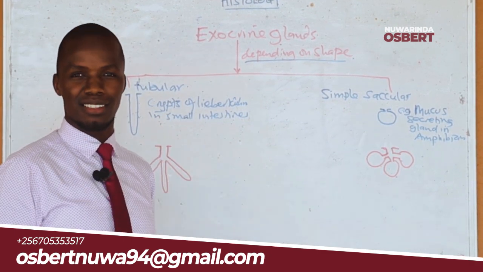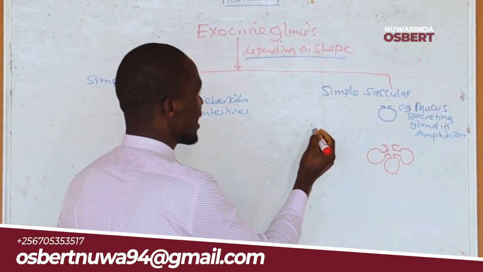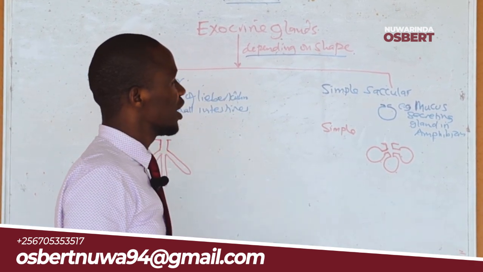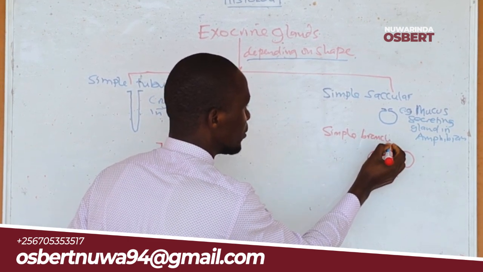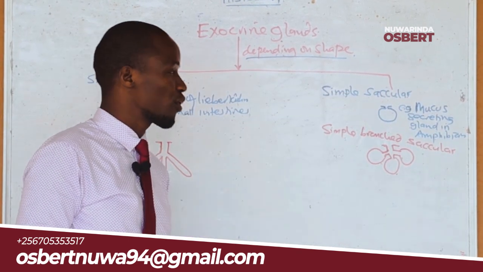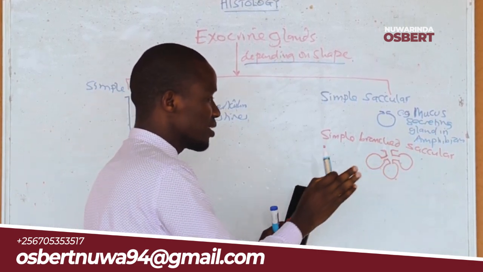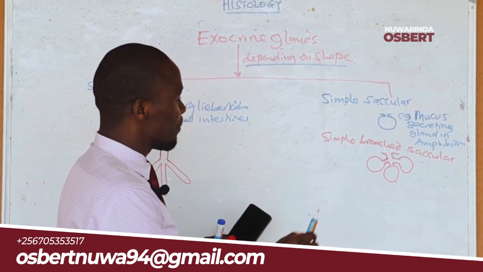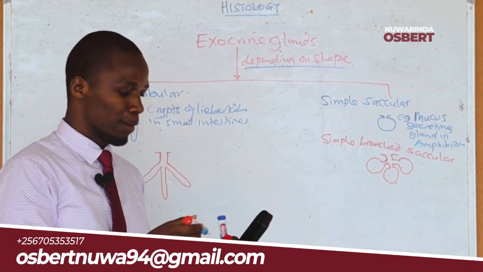It has been branched. So how do we call this one? We come to the simple saccular and say this one is simple, then in between we add branched. So this is a simple branched saccular exocrine gland. Why? It is still simple because it is not yet complex. The one which is compound, you are going to see it. But because it has been branched, we call it simple branched saccular.